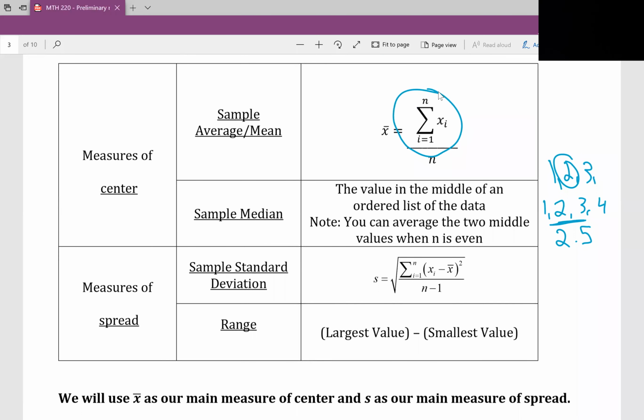We will use X bar as our main measure of center and S as our main measure of spread. So X bar, that's up here. There's a calculation on how to calculate it. X bar is our main measure of center, and S, again, we'll have a calculation on how to calculate it. That's going to be our main measure of spread.